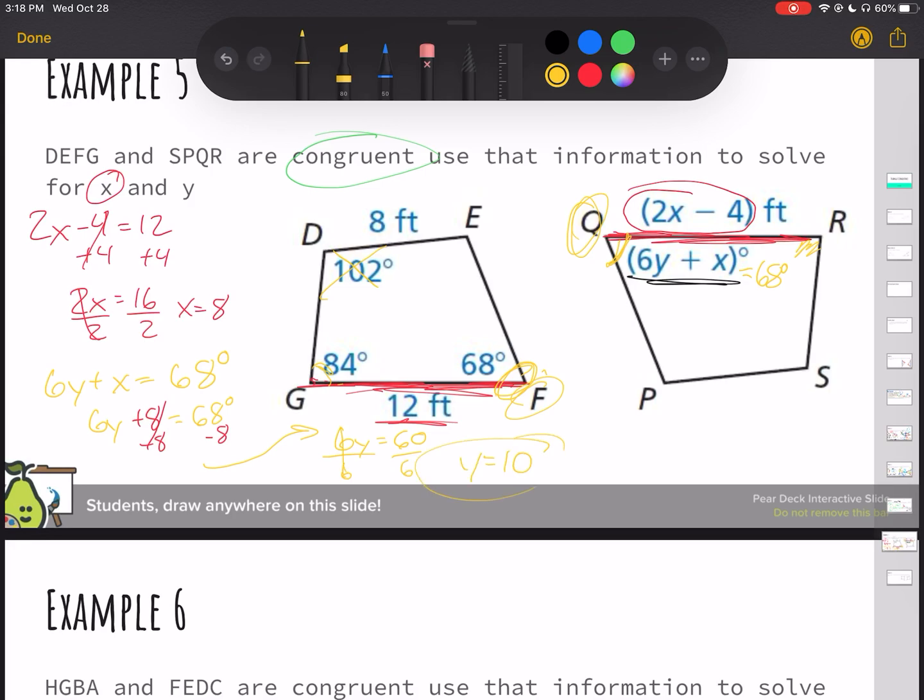So y was 10, x was 8, and I have done what the problem asked for. I solved for x and for y. Right, and I can check my answers by plugging back in x and y to see if they give me the proper answer. So if I plug x and y back in, they should give me out 68. If I plug in x up here, I should get out 12 feet, right? All right, let's look at one more.